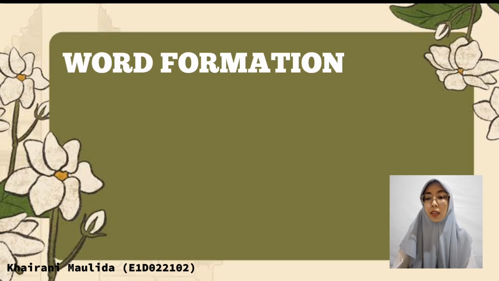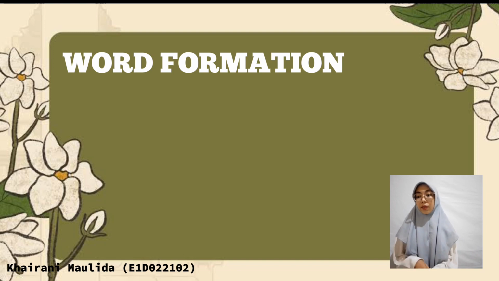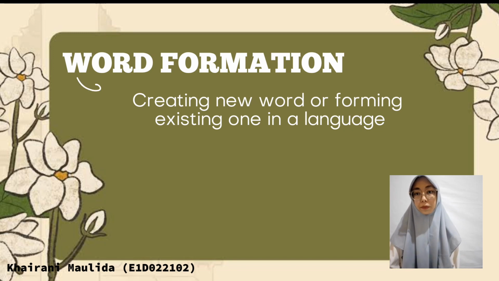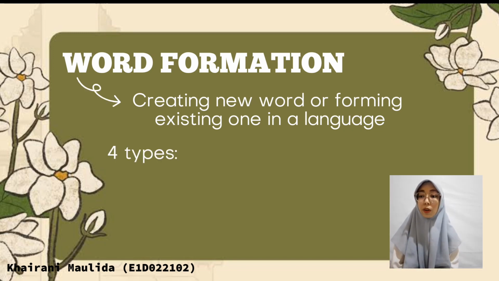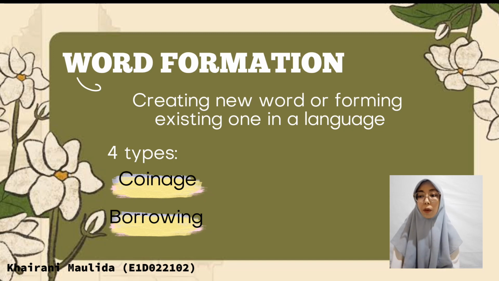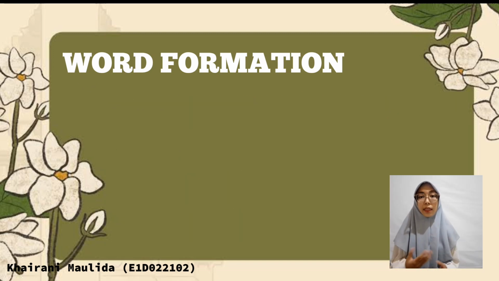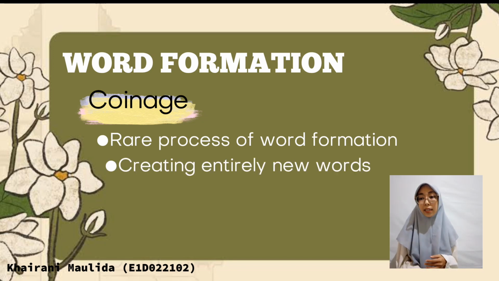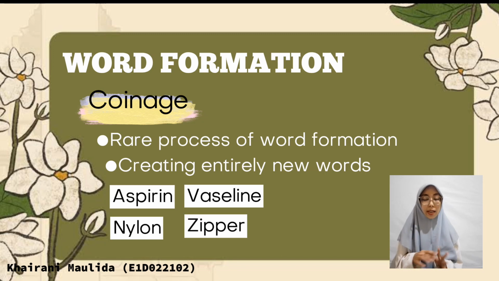Word formation. Word formation refers to the process of creating new words or forming existing ones in a language. There are 4 types of word formation: coinage, borrowing, compounding, and abbreviation. The first is coinage. Coinage is a rare process of word formation in English because it is creating entirely new words when there are no existing borrowed or native terms to express a particular idea or product. The examples of coinage are aspirin, nylon, Vaseline, zipper, etc.